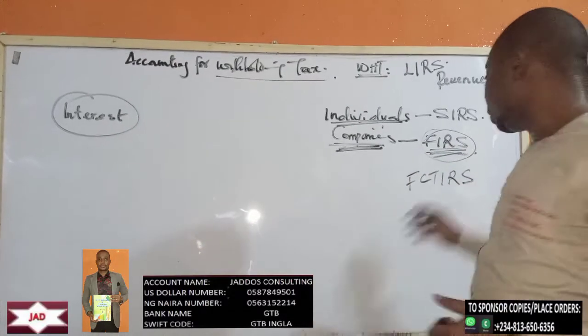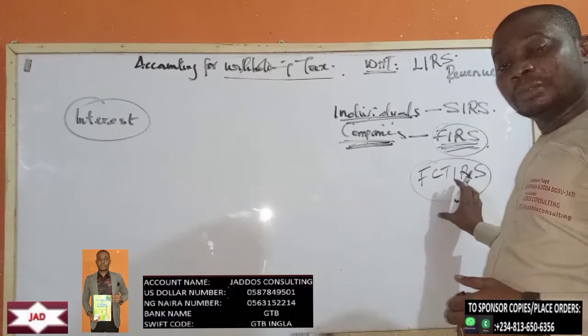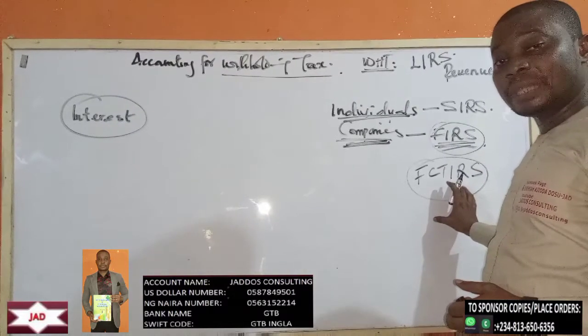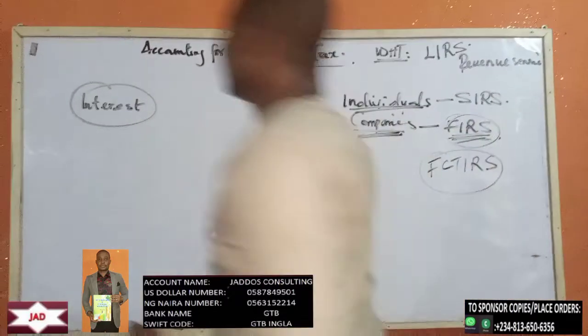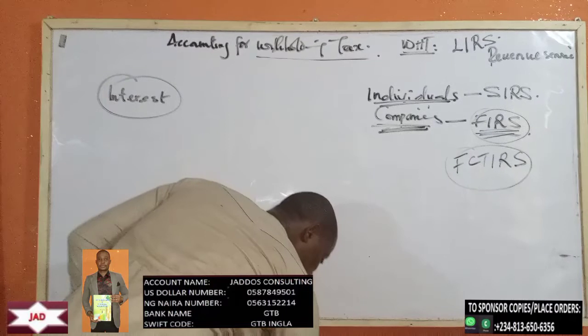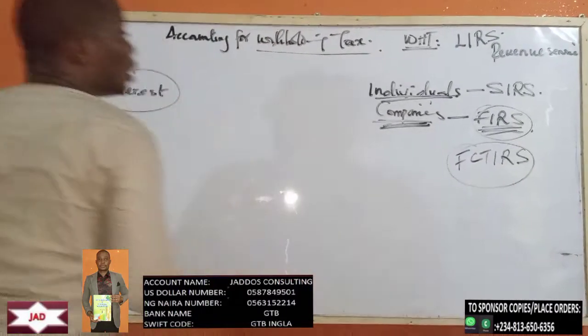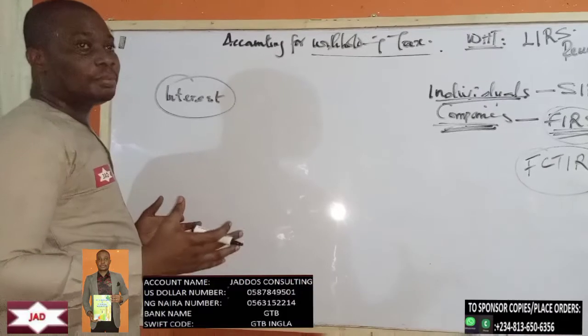But truth be told, they now have a revenue service responsible for tax issues for the Federal Capital Territory, okay? So that has already been settled now. So now let's proceed. What I'm saying is that withholding tax, okay, is charged on various items.